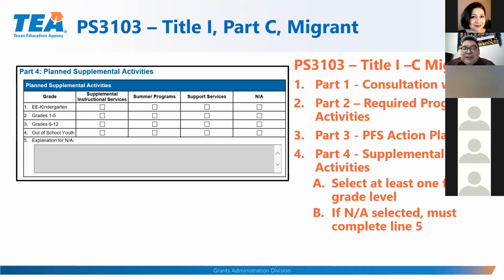Our program staff are collecting this information. If you have any out of school youth and you're doing migrant programs, what type of supplemental activities are you providing for them? If you have no out of school youth, you can mark NA and put no out of school youth. We do have a few of our rural communities and some of our charter schools that maybe have only grades 6 through 12. They do not have EE or kindergarten or grades 1 through 5. And if it's notated that way and you put in the explanation, as long as you have a reasonable explanation, you can save the schedule, it completes, then we go on to the next schedule.